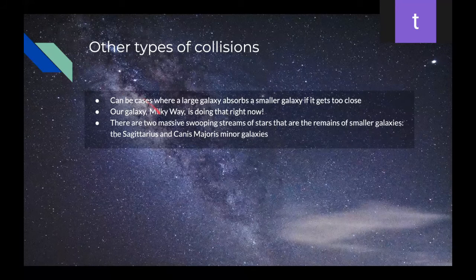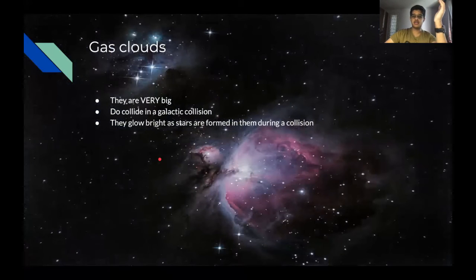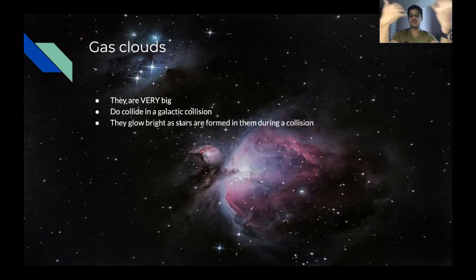Can you tell us particularly what gas clouds are? Gas clouds are just clouds of gas, literally, like oxygen, hydrogen, etc. When they collide in a galactic collision, they glow very bright because they tend to form stars during a collision.